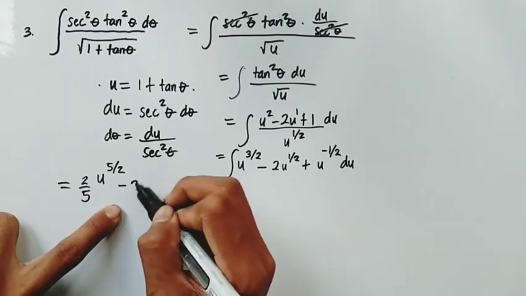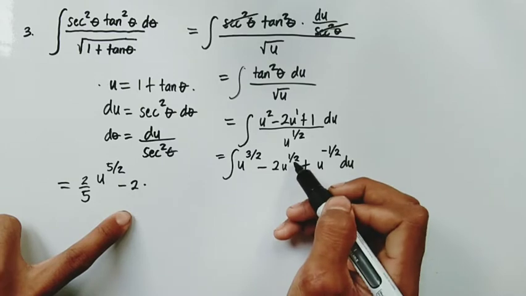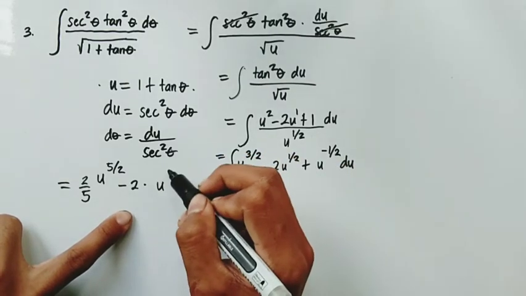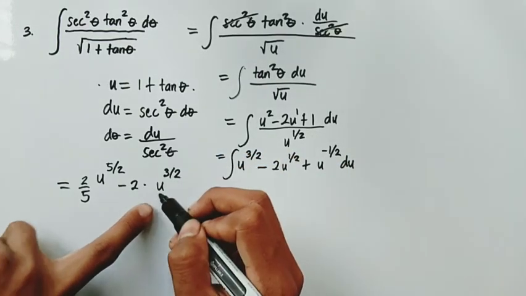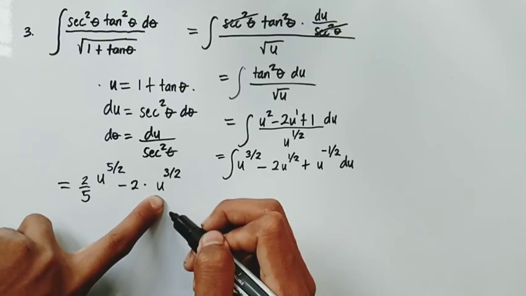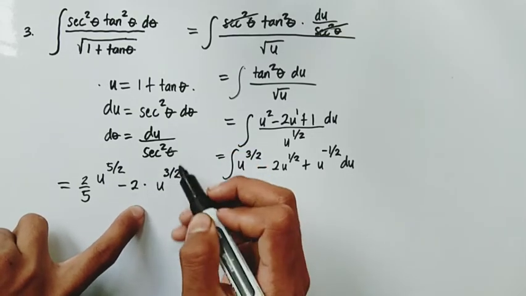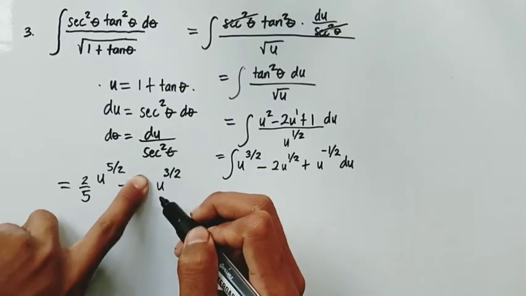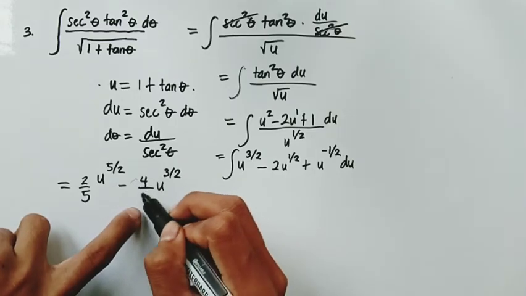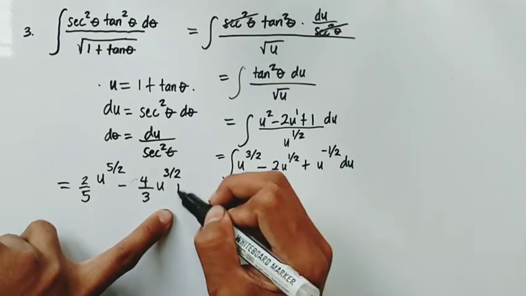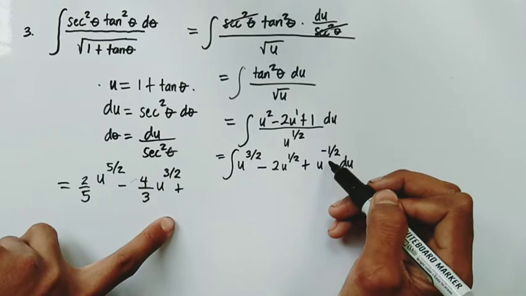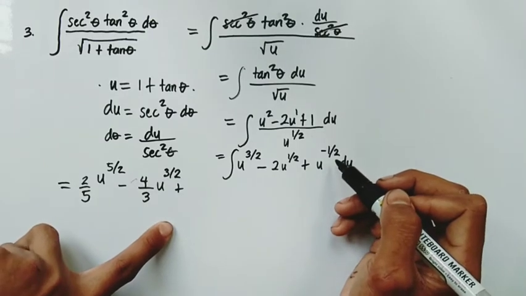Dito naman tayo minus 2. 1 half plus 1, that is 3 half, di ba? And divided by 3 half, or just multiply by 2/3. 2/3 times 2, that is 4/3, di ba? And last, dito, plus 1. Negative 1 half plus 1, that is positive 1 half.